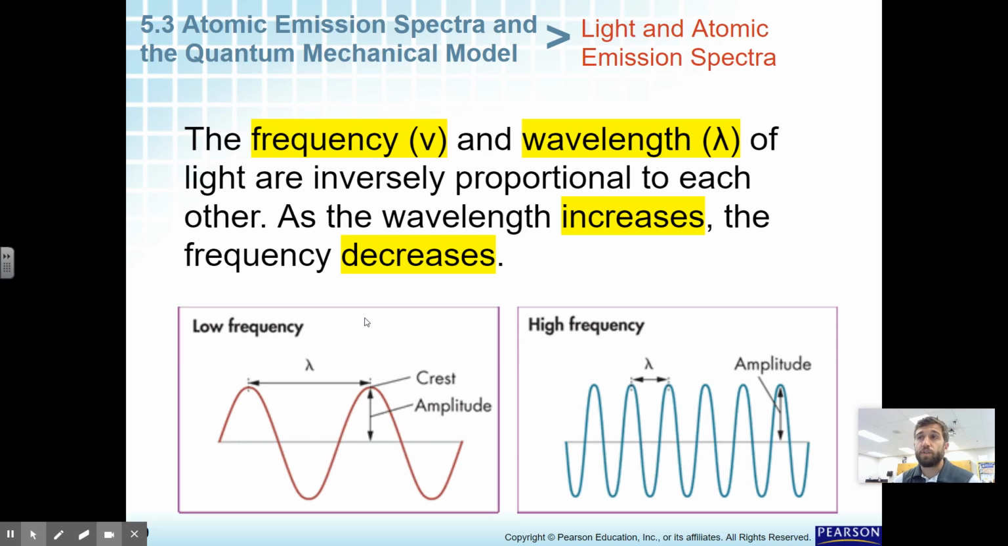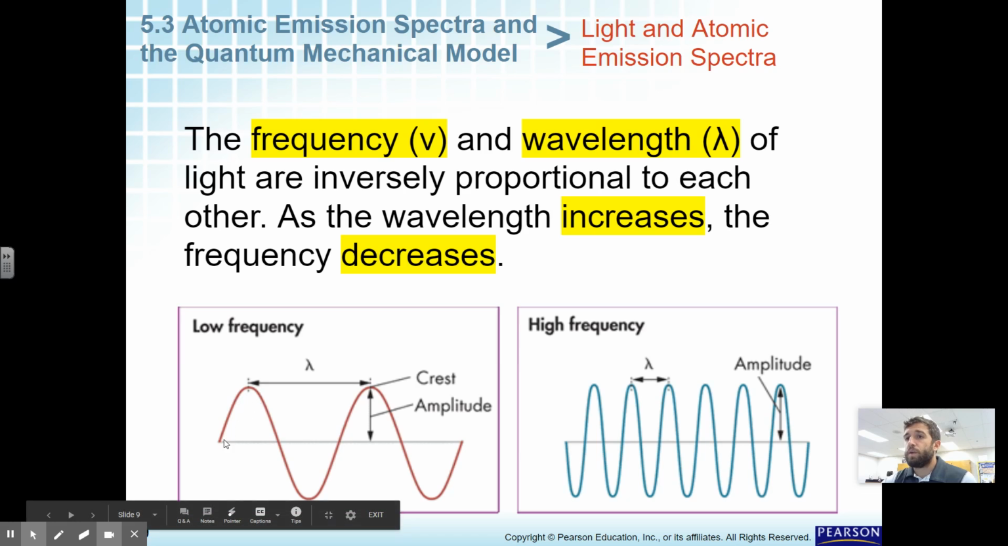If you increase the wavelength, the frequency is going to go down. We have the whole electromagnetic radiation spectrum that shows that, and we'll get to that in just a moment. So this is an inversely proportional relationship that you must know. The frequency of something, if you look down here, low frequency here, the number of waves that pass a given cycle is not as much here as it is here.